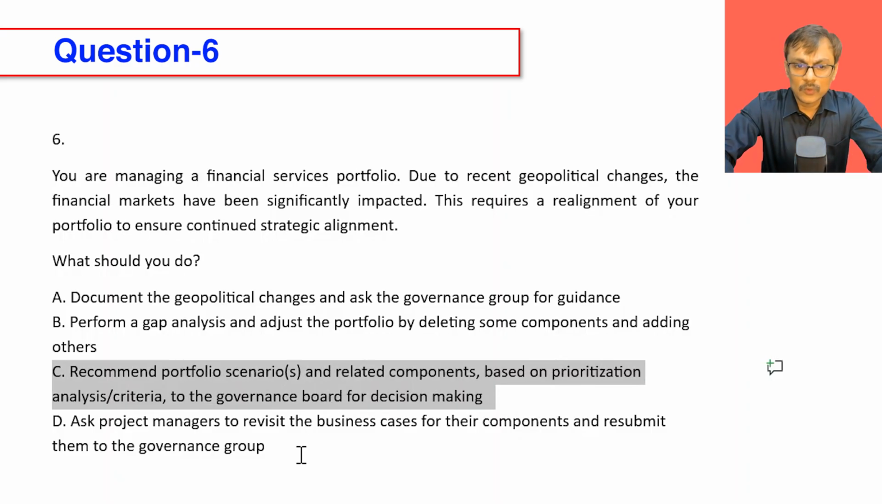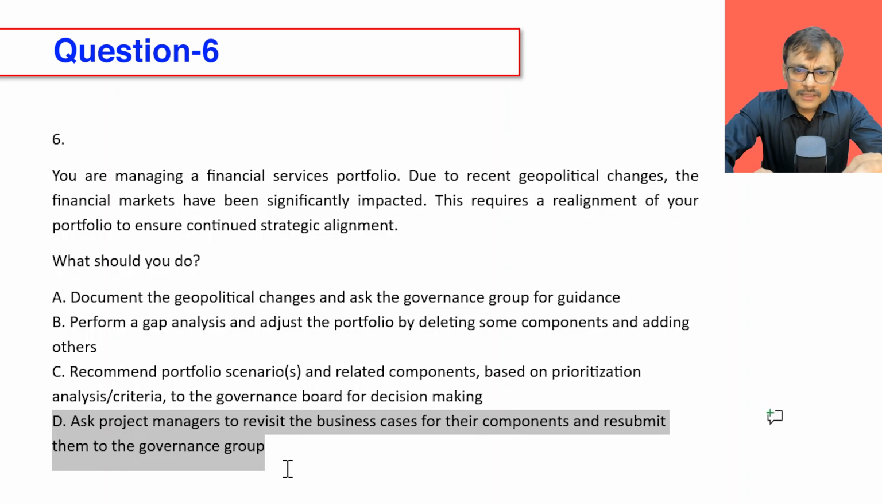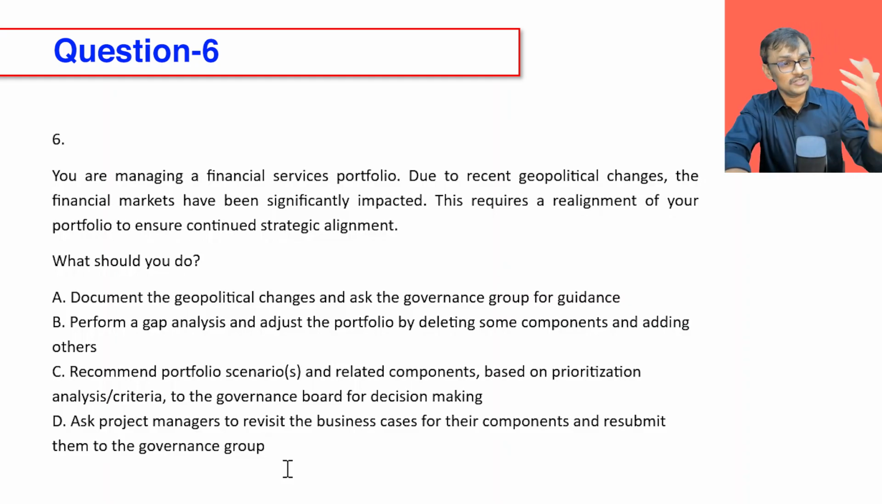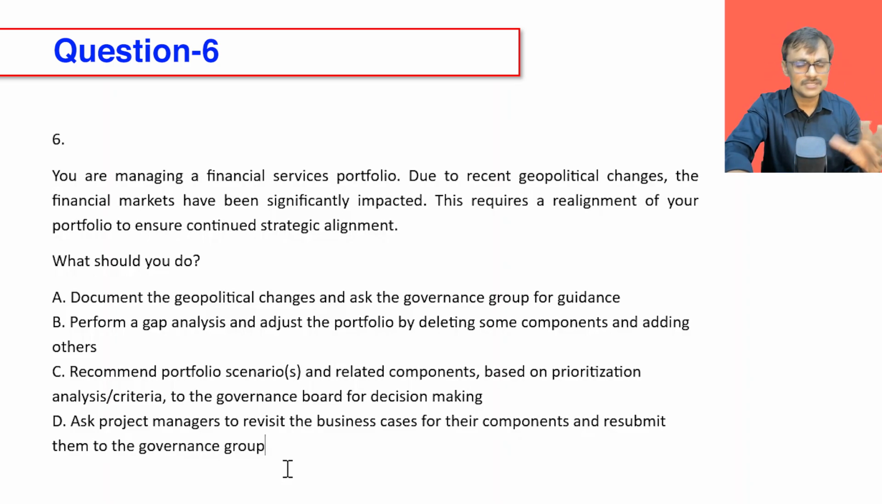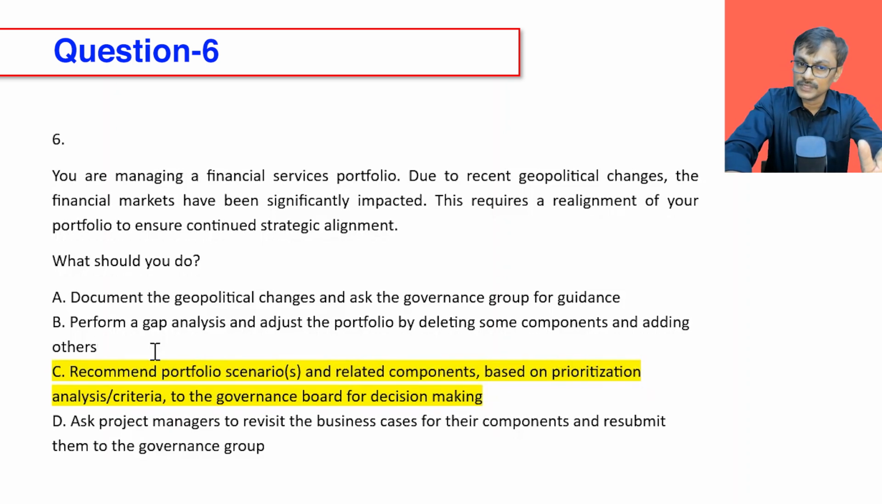Now, option D: ask project managers to revisit the business case of their components and resubmit them to a governance group. Here I am delegating a critical work to the project managers rather than doing my job, which I should do. I can't say, project managers, you need to save your own project, so come up with a new business case and only the approved ones will be kept. In some organizations it happens, but it is not ideal in general. So I can fairly choose option C. Others are also possible, but I need to come up with a recommendation, do my job, and then take approval from the governance group.